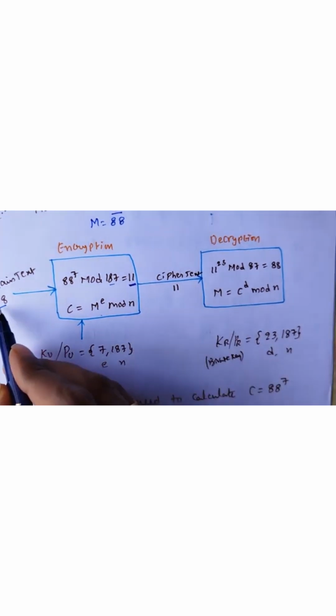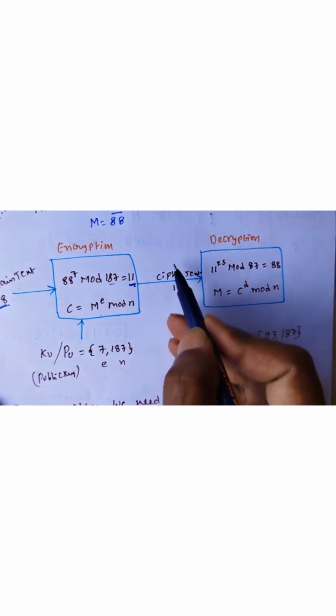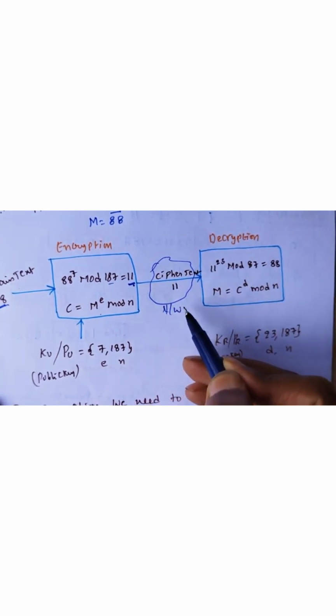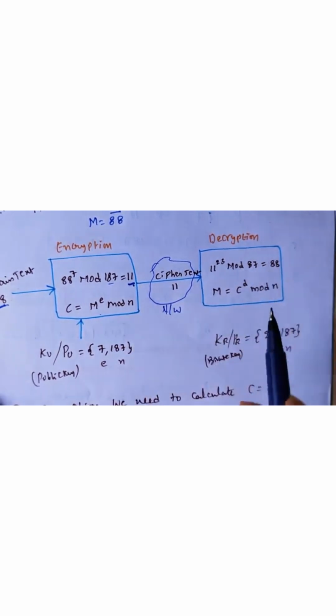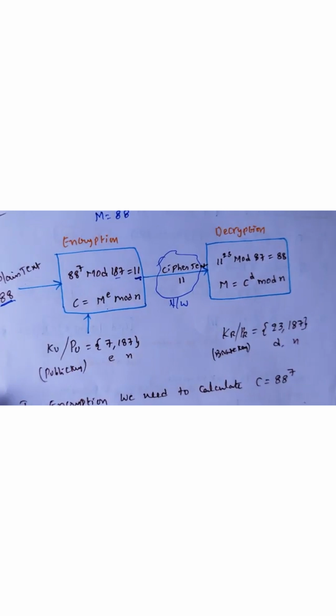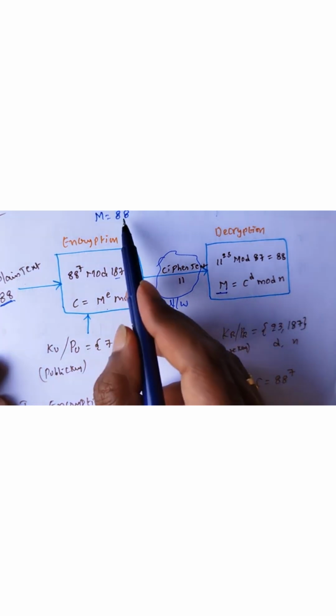It means the plain text 88 is converted as 11, and the 11 is transferred over the network. The original data is 88, that is converted as 11, and on the receiver side, to display the data, the data has to be displayed as plain text. So here we are performing the decryption algorithm. What is the decryption algorithm? M equals to C power D mod n. Here M value is 88.